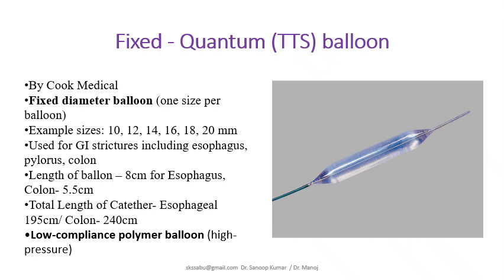The length of the balloon is 8 centimeter for esophagus. It can also be used for colon, where the length of the balloon is almost 5.5 centimeter. For esophagus it is 8 centimeter because you can be using it for complex strictures. The total length of the catheter in esophagus is 195 centimeter in this balloon, and if it is for the colonic one, you have a 240 centimeter catheter length. So for terminal simple strictures you can use this, and a low compliance polymer balloon is used.